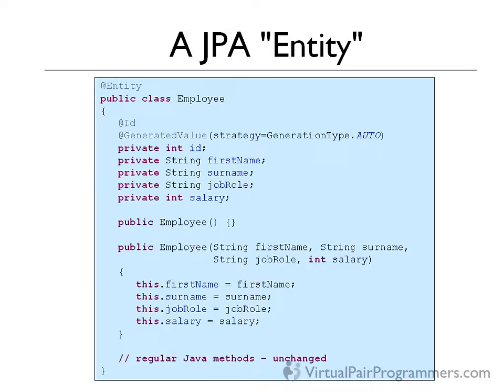And notice that none of these changes damage the class in any way. It still remains testable. It really doesn't change the behavior of the class at all. And I really want to remind you that the regular Java methods that we would have in here, like my example of a method to calculate the bonus for an employee, would be completely unchanged. JPA is not invasive. It doesn't really affect the design of our class.